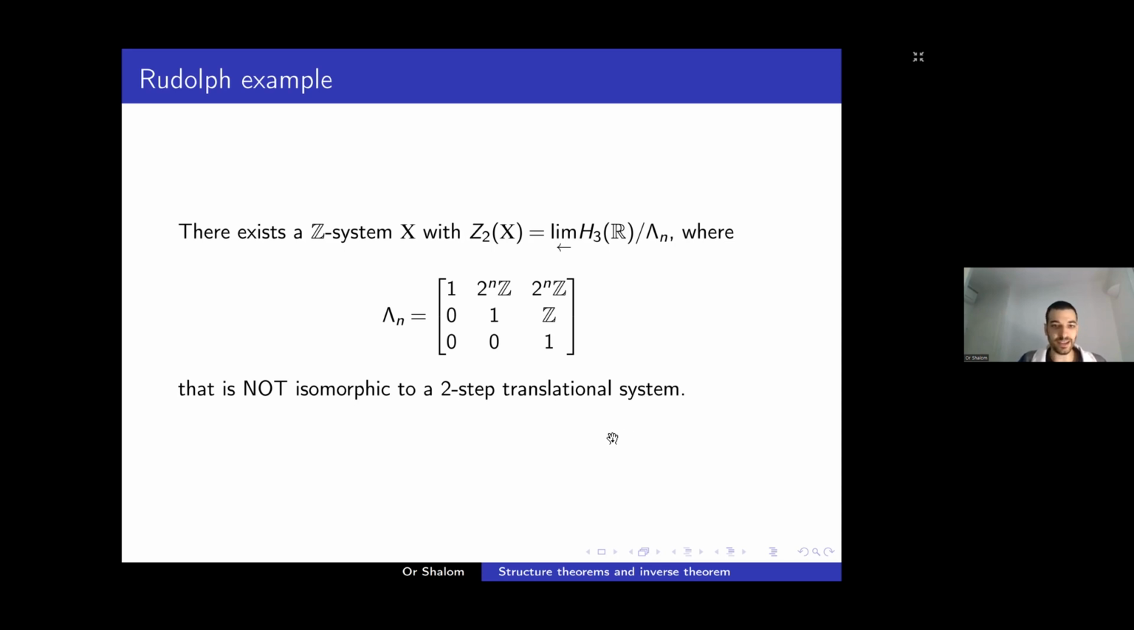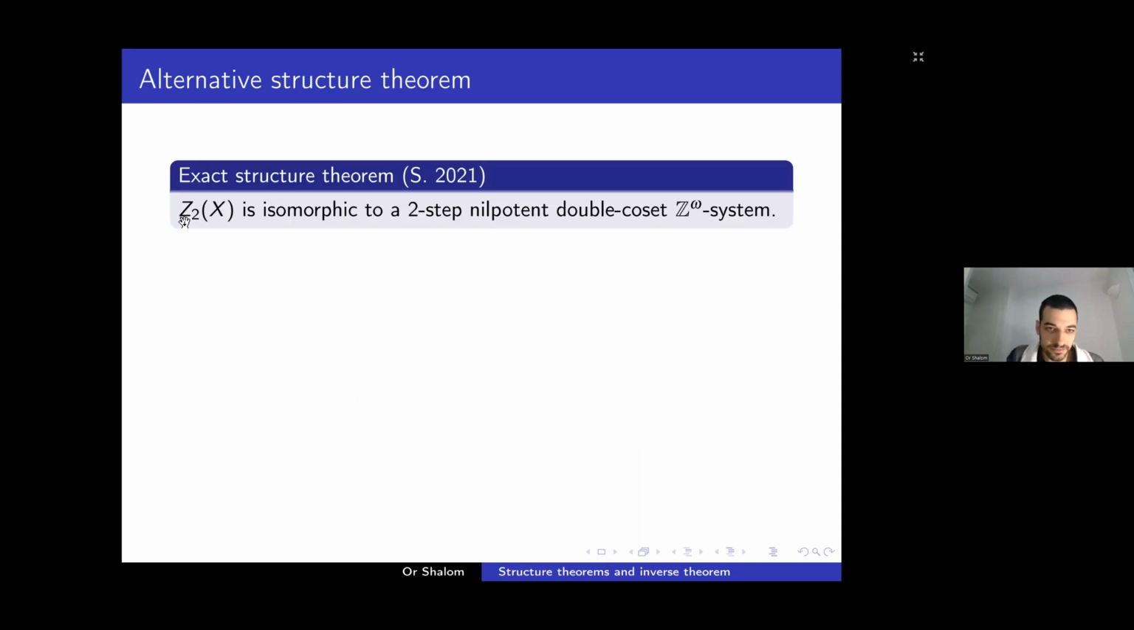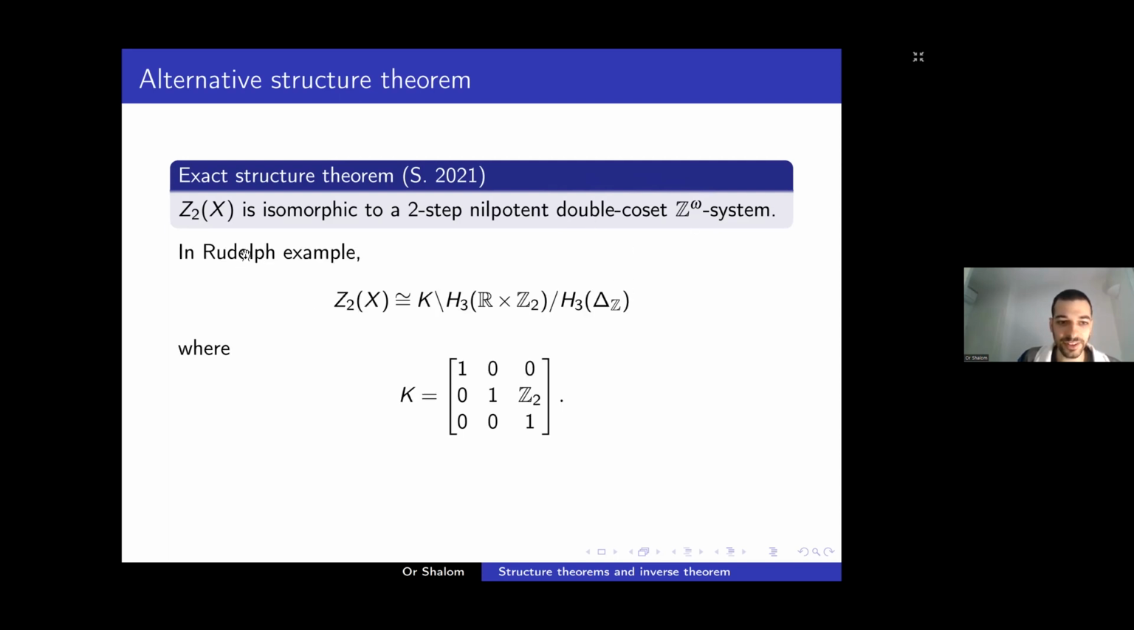But you can still get something. What I showed is, at least in the same example, at k equals 2, you have the structure of a double coset Z omega system. I won't define it, I'll just show you what happens in the Rudolph example. In the Rudolph example, it turns out that you can extend the Heisenberg group by adding the two-adic integers. And then this two-step translational system extends the Heisenberg example.